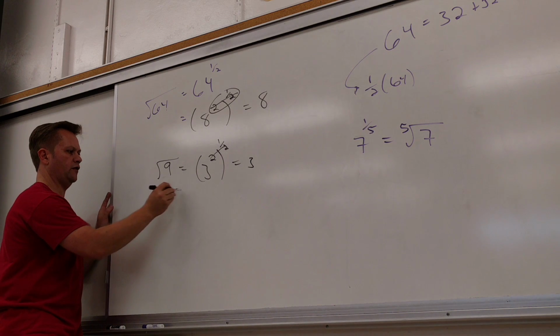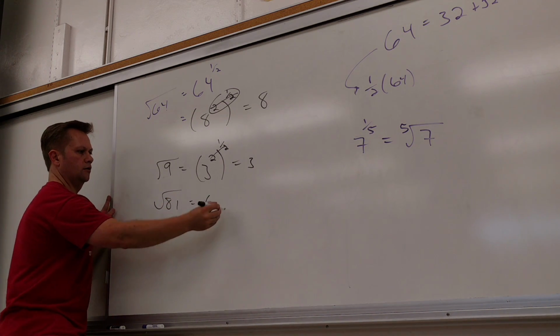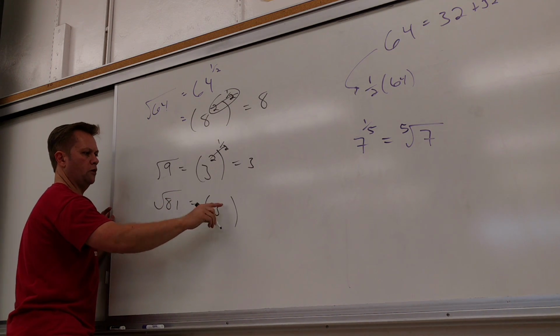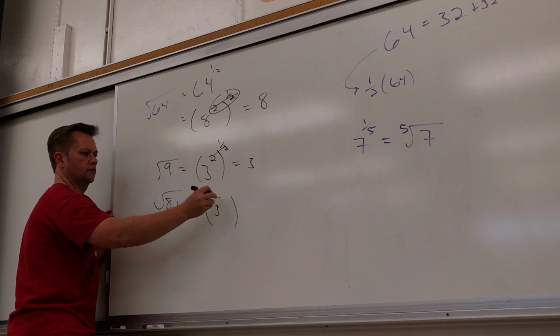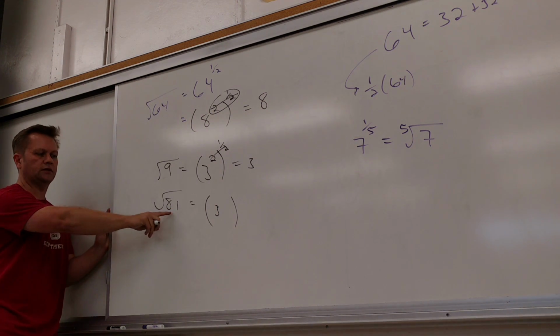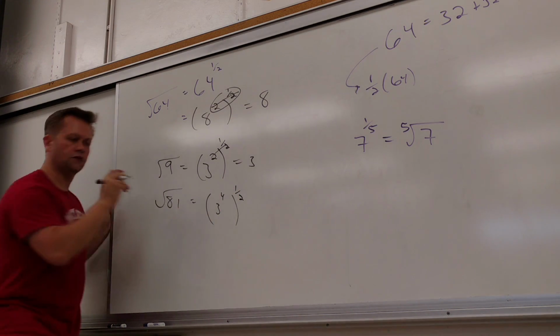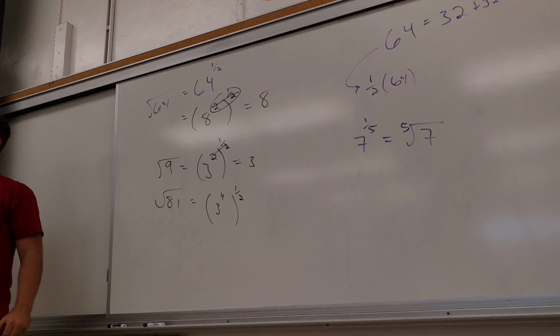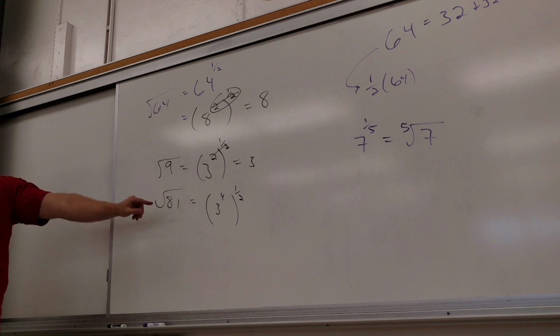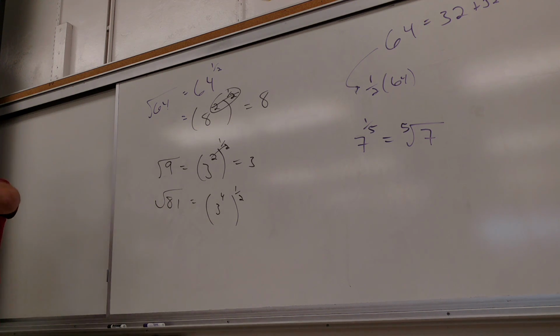So what if I had the square root of 81? That's 3 to the what power? How many 3s does it take to make 81? 4. All right, let me stop there for a second and make sure everybody's with me. I rewrote 81 as 3 to the 4th, and I rewrote square root as a 1/2 power.